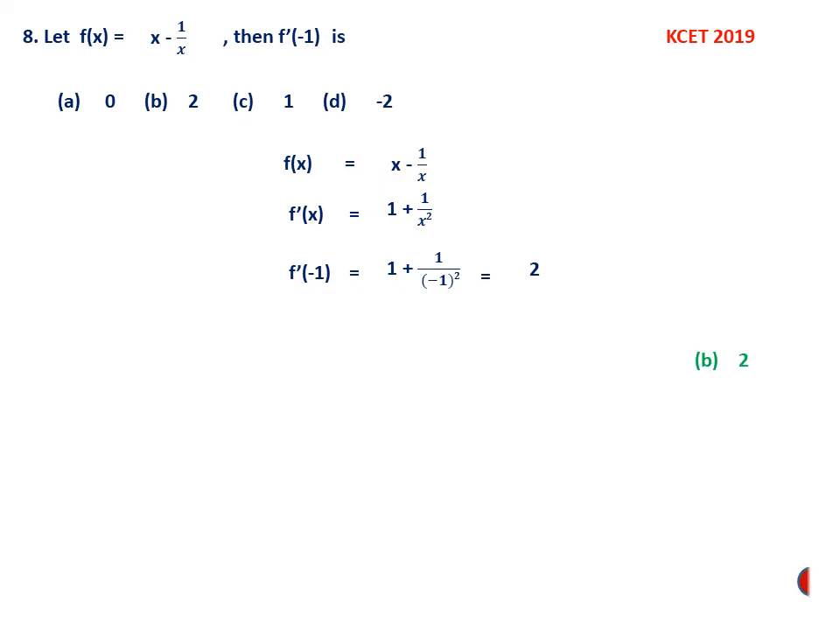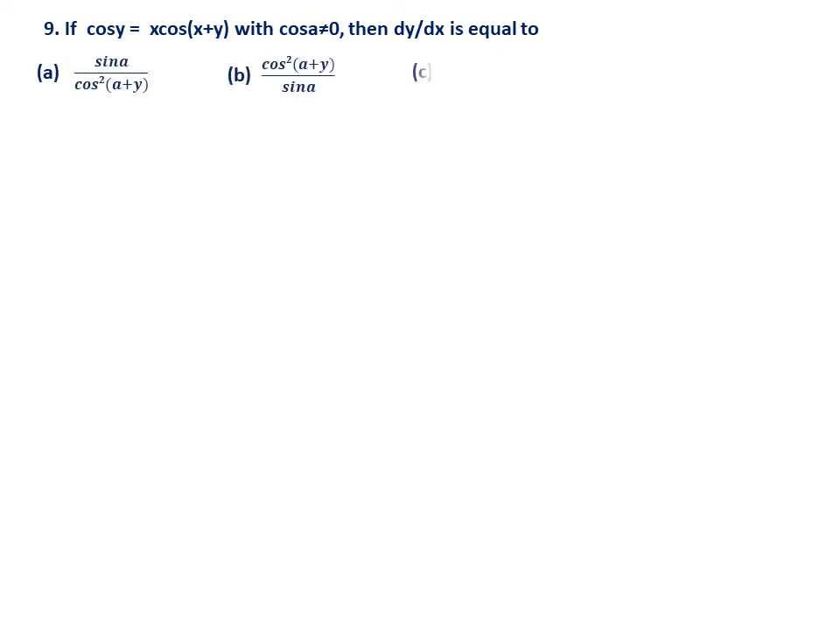Then let us go to the next question. Ninth one. If cos y equal to x cos of a plus y, with cos a not equal to 0, then dy by dx equal to what? So 4 options. Of course, first one is sin a by cos square a plus y, cos square a plus y by sin a, cos a by sin square a plus y, and cos square a plus y by cos a. So these are the 4 options, and it is also from 2019.